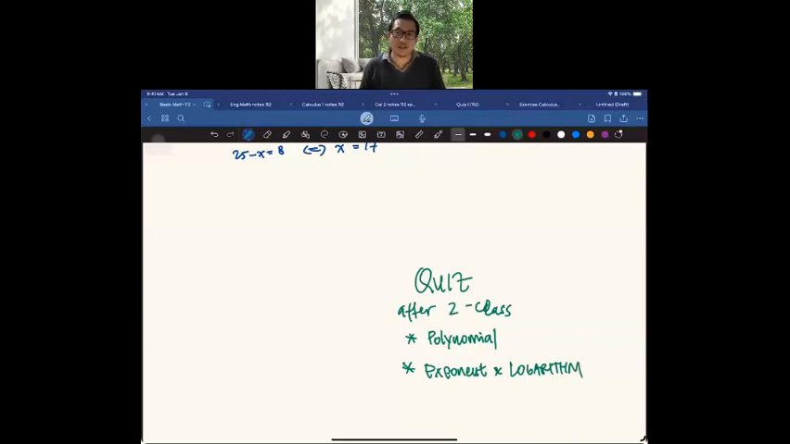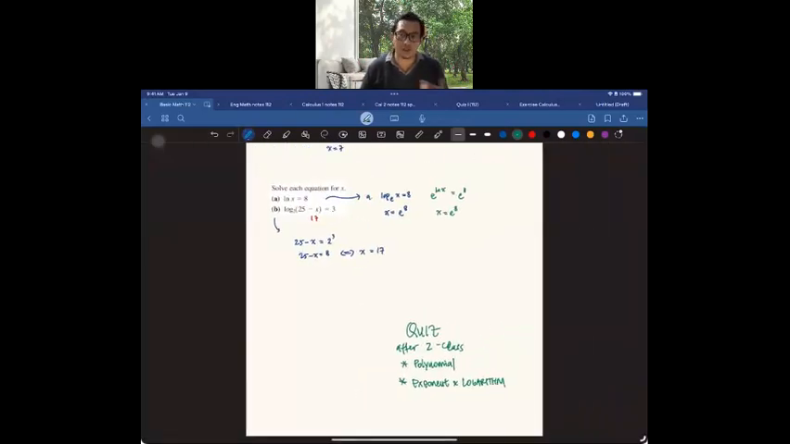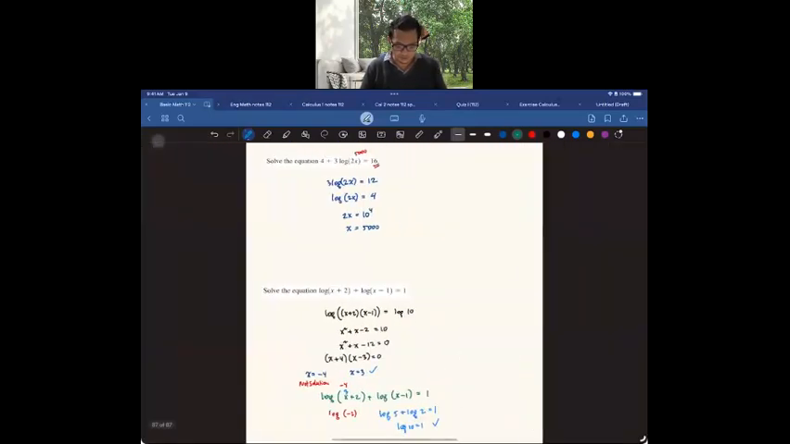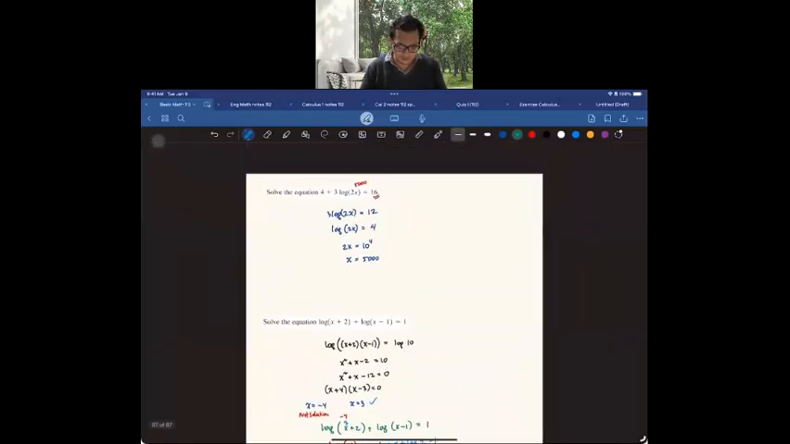And then after that, we learn trigonometry. That will be, I think, one of the last parts. If we have another time, we are going to have system of linear equations. So that will be the last section. So this will be another quiz, but after 2 classes.